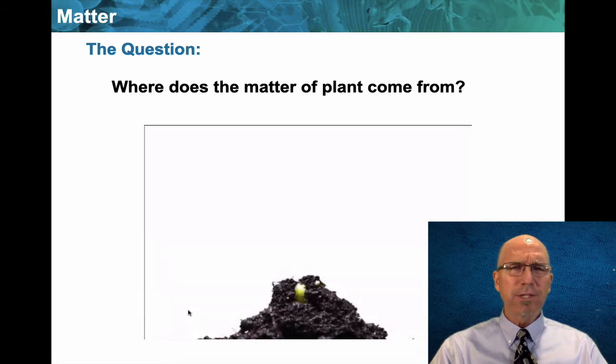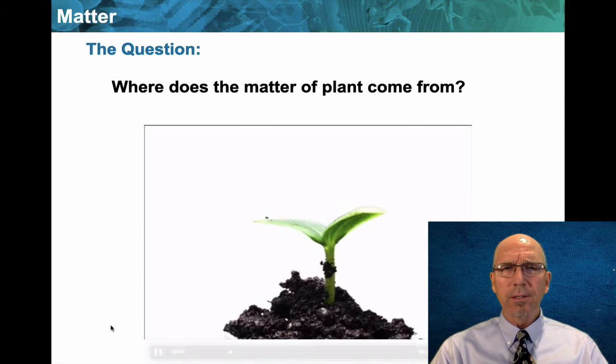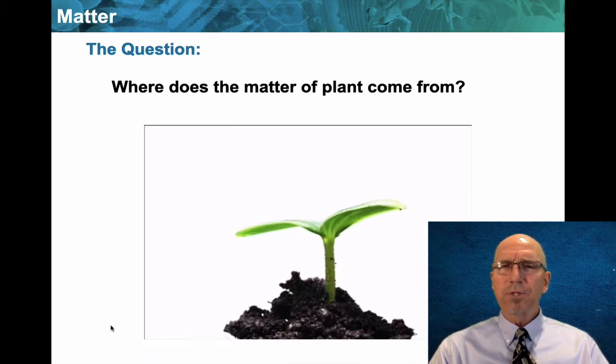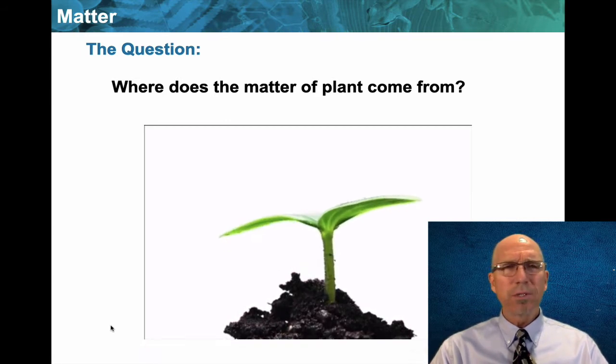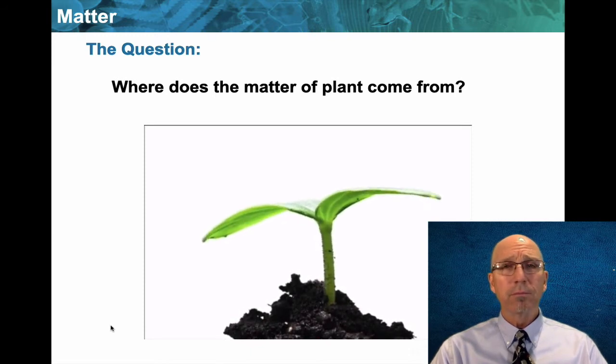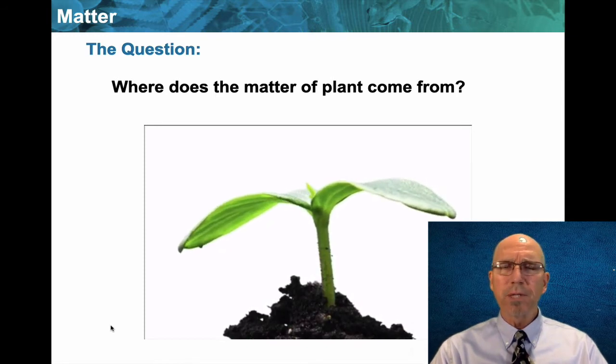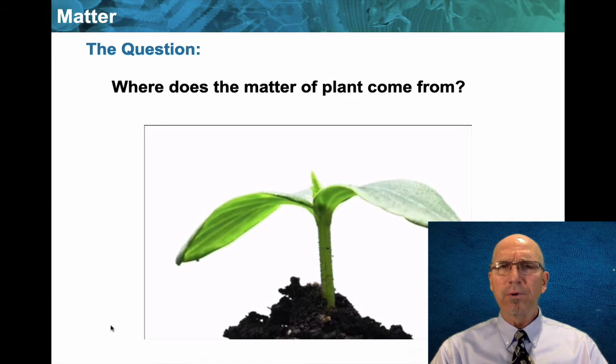Where does the matter of a plant come from? So if we watch, this is a squash seed that's germinating. It's in some soil, right? But where does the matter, where do the atoms of that plant come from? Where are they coming from? It's kind of interesting to watch this. This is sped up quite a bit, but the question remains: where does the matter of that plant come from?